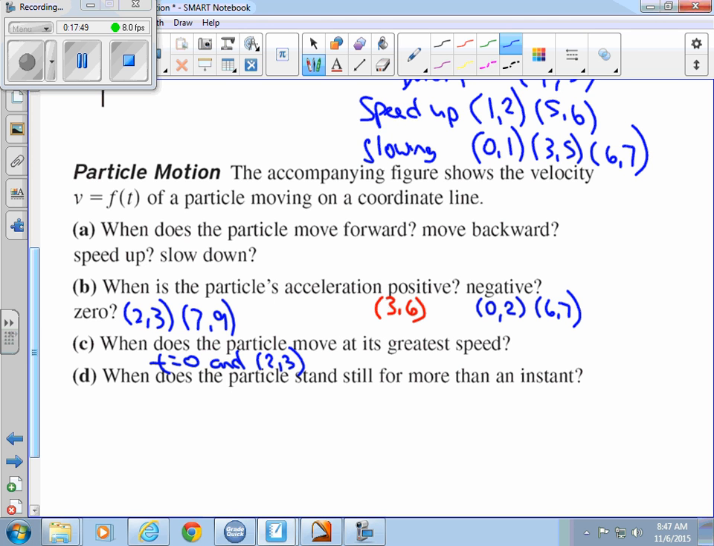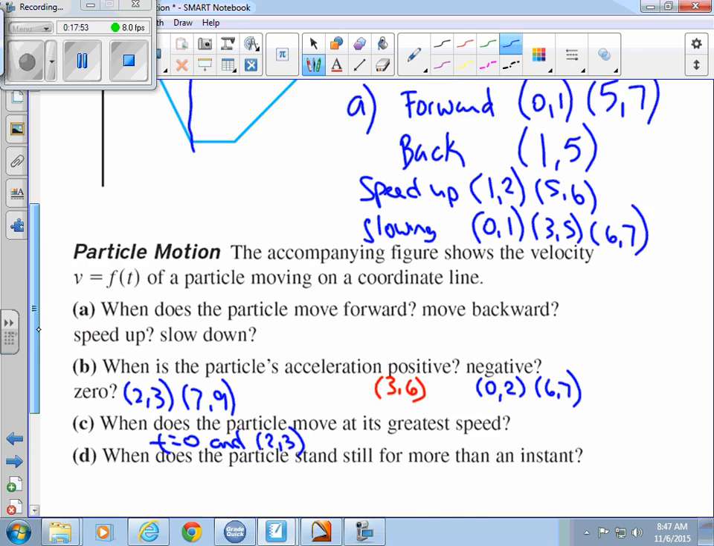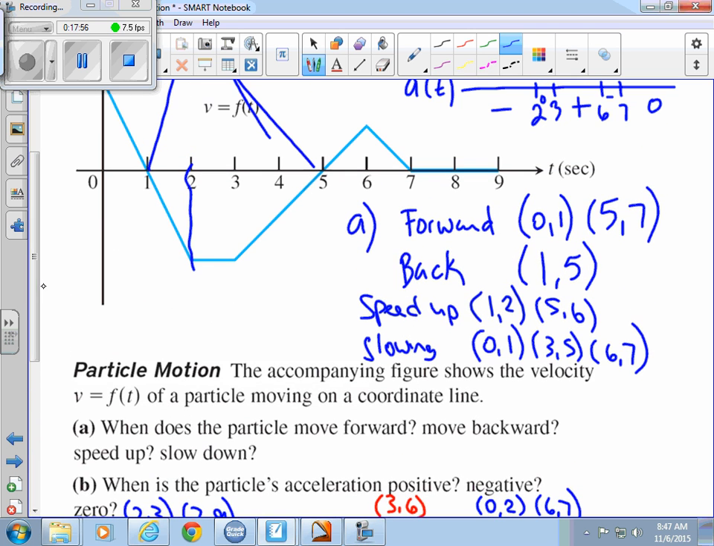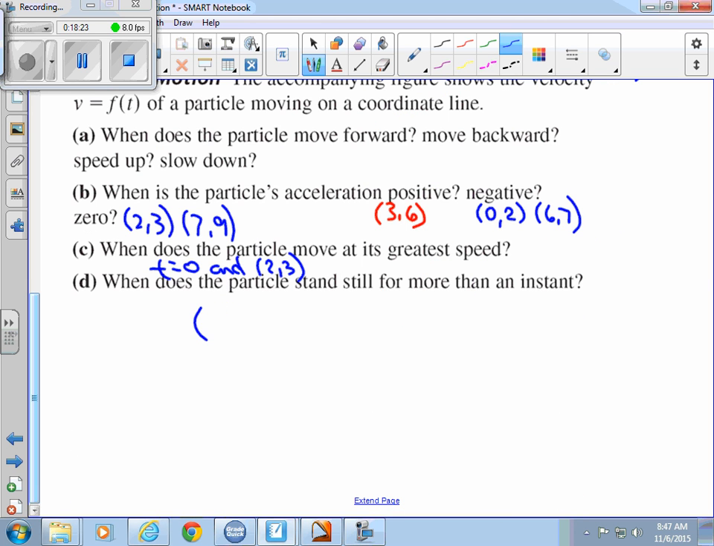When does the particle stand still for more than just an instant? What would be 0 if I'm standing still? Velocity. When is the velocity 0 for more than just an instant? 7 to 9. Not 2 to 3. What's 0 from 2 to 3? Acceleration. I am going backwards at a constant speed. So the only time is from 7 to 9.